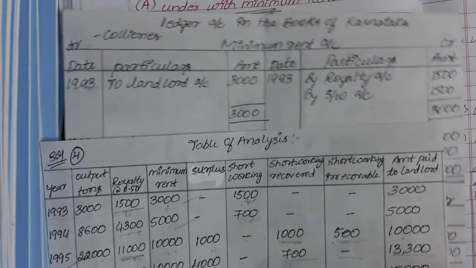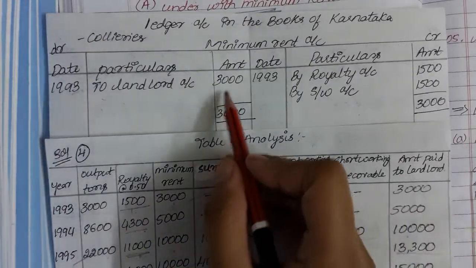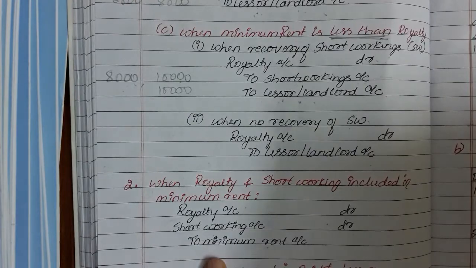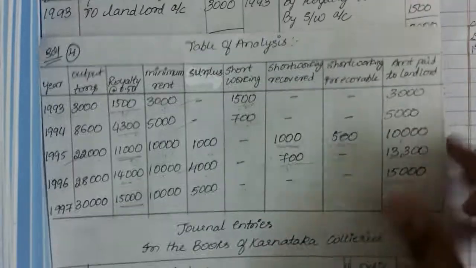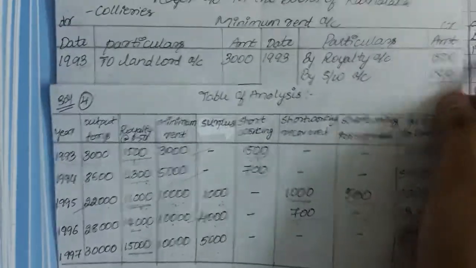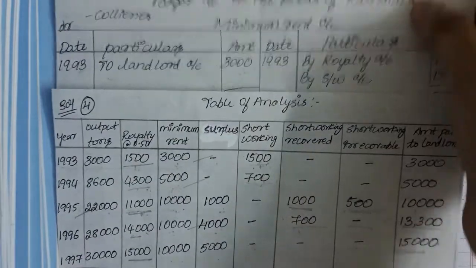Or if you want it simply, you can write on the debit side to landlord account whatever minimum rent you paid, that is 3,000. How did you pay this 3,000, how did you split it? Here you split it, right? You know how to split and write this entry. So of this 3,000, royalty you earned only 1,500 and short workings was 1,500.